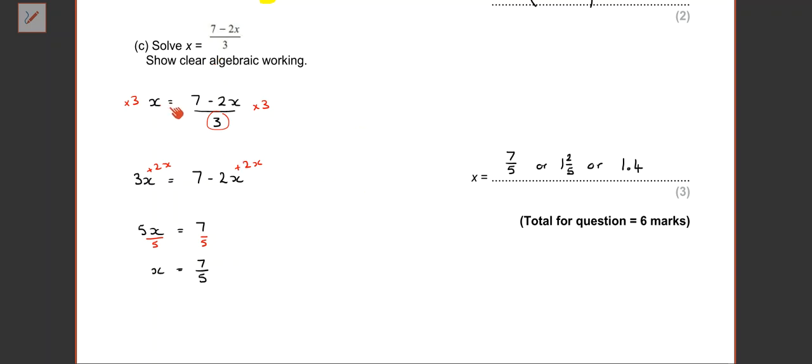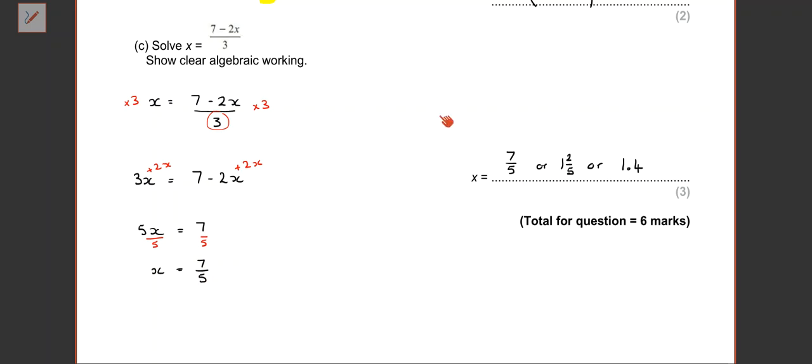So I've got x equals... That's the first step I do, times by 3 to get rid of the divide by 3. Gives me 3x equals 7 minus 2x. I'm then going to add 2x to both sides, so I get 5x is 7. Divide by 5, so I've got x is 7 over 5, which is worth 3 working marks, or 1 2/5, or 1.4, whatever.